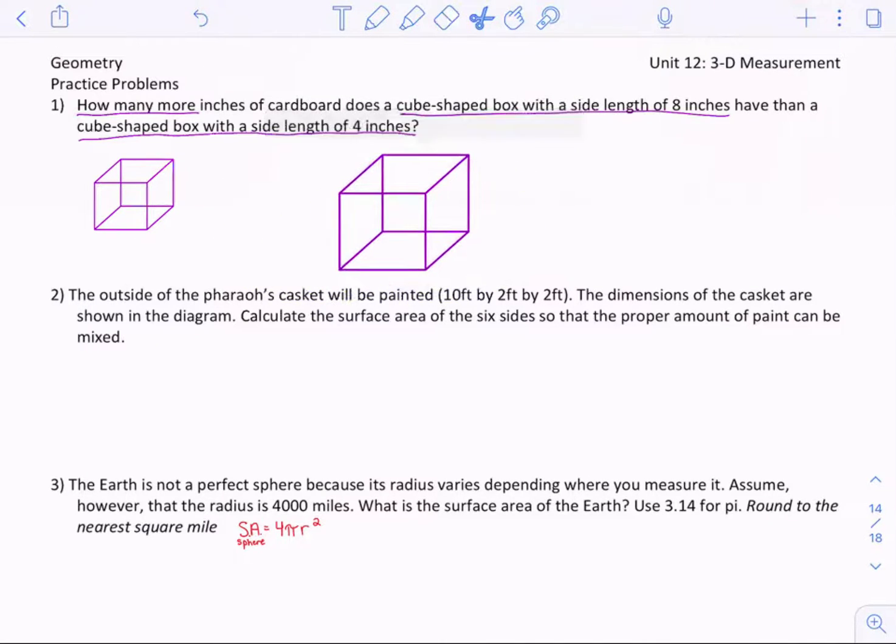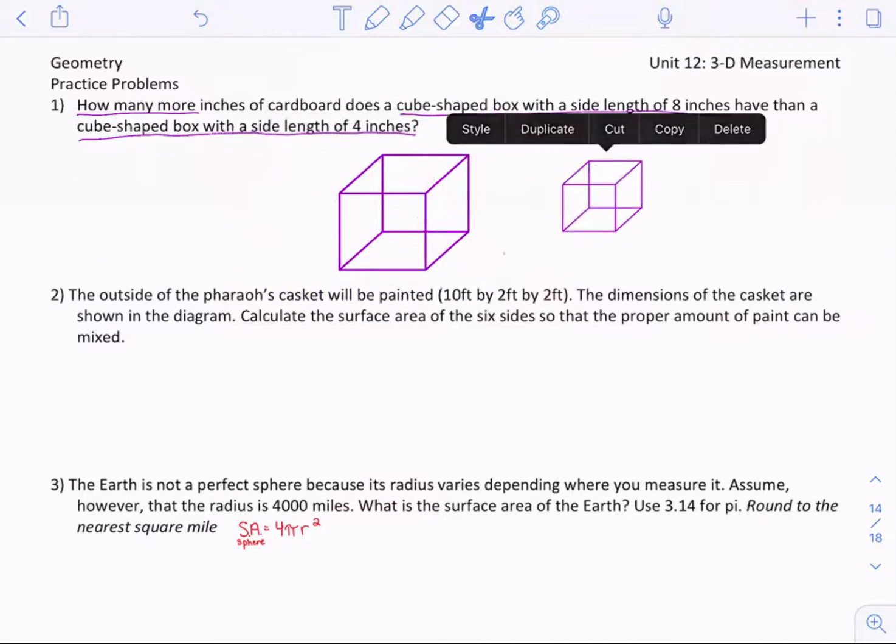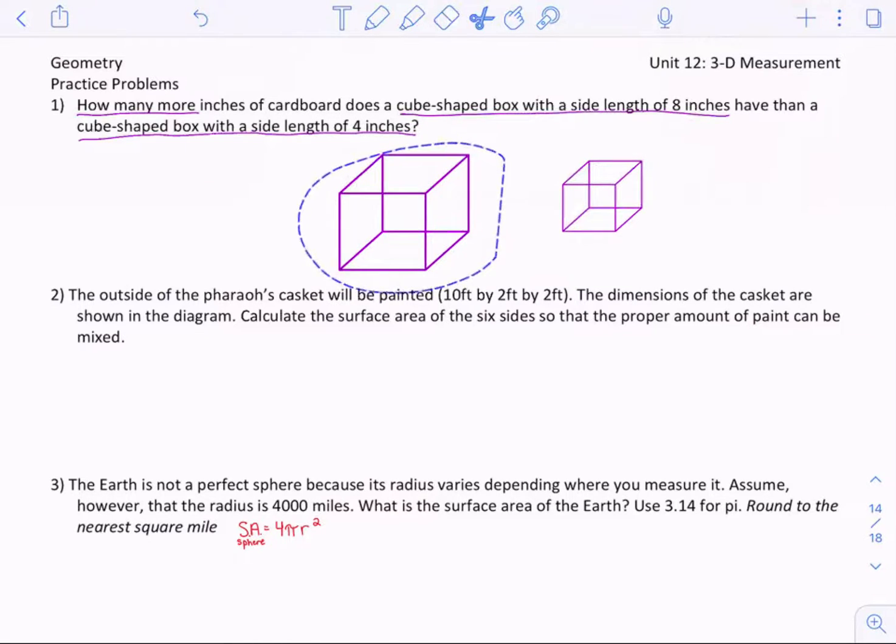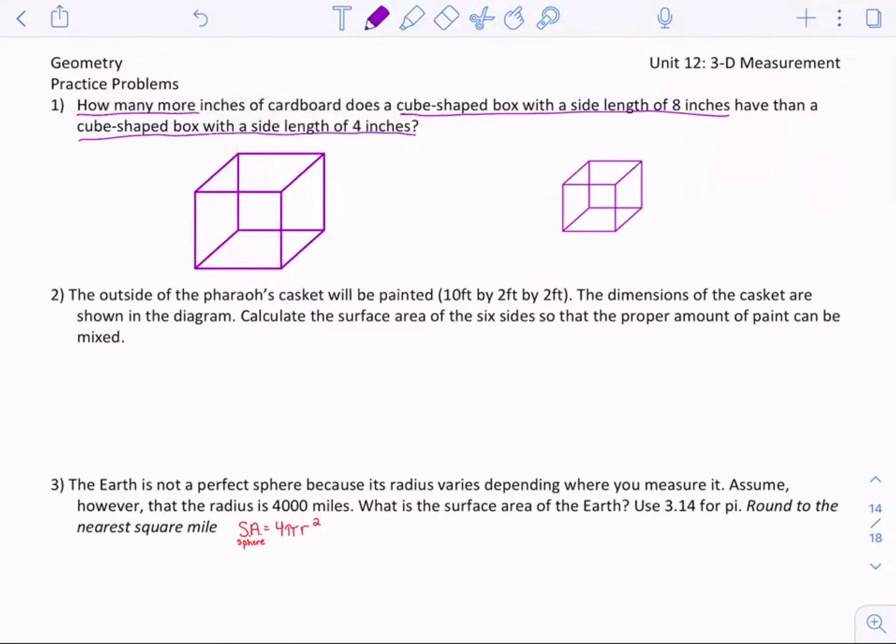Since we're comparing these, how many more inches does the larger have than the smaller? We would need to subtract the 2 volumes. So if you remember the volume of a cube, what's the formula for the volume of a cube? It's 3-dimensional, so you need 3 shapes. So you thinking of something? Yes, Miss Murphy, I am thinking.